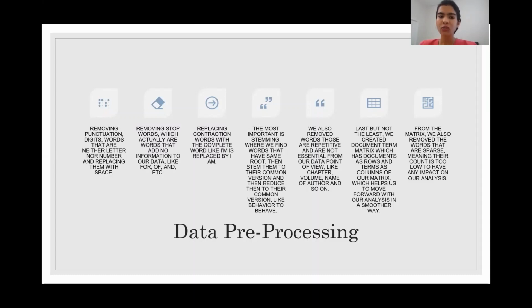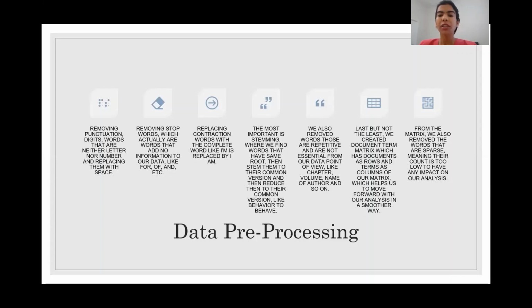Once I was successful with removing the stop words, the next important step was to replace the contraction words. By meaning, if I have a word like I'm, we can completely replace it with the full form, I am. Once this was done, the next important step was stem completion. What we did in stem completion was handle the words which share the same root. For example, behavior and behave are from the same root. Behave is the original root of the word behavior. So the goal was to replace behavior with behave.